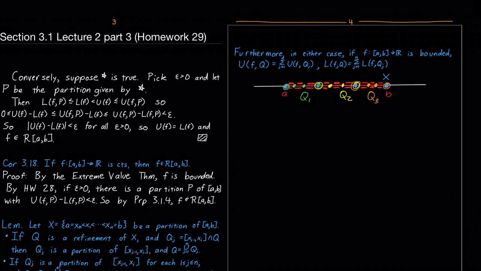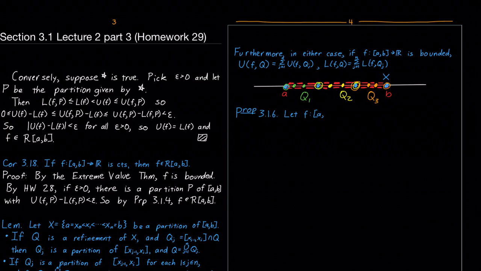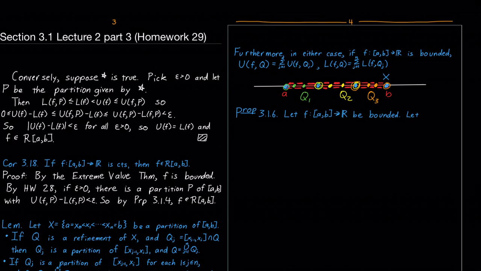So here is the next proposition. This is really the reason we went through that lemma. So let's let f be a bounded function on a closed bounded interval. Let's let x be a partition of the closed bounded interval.